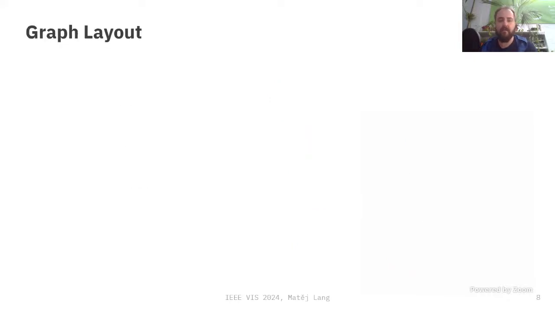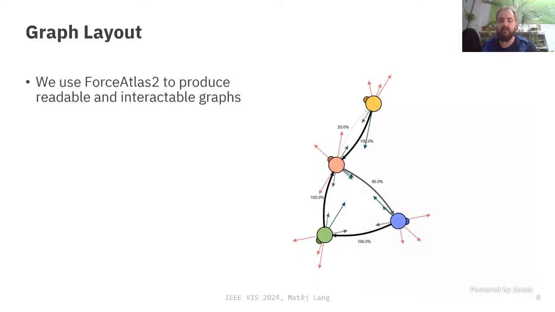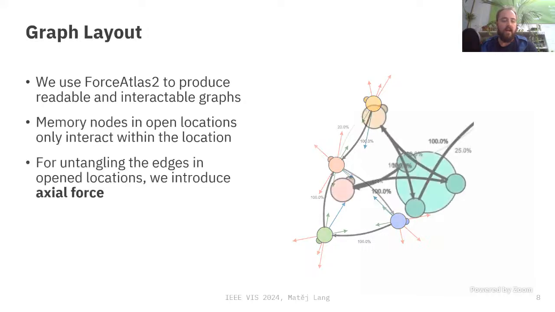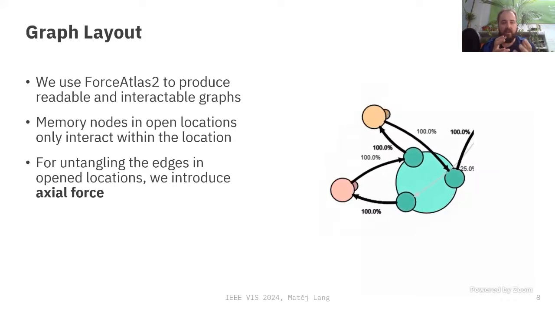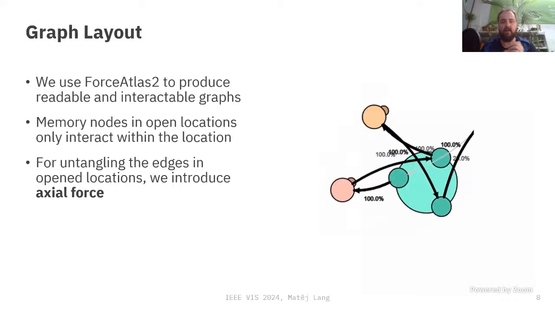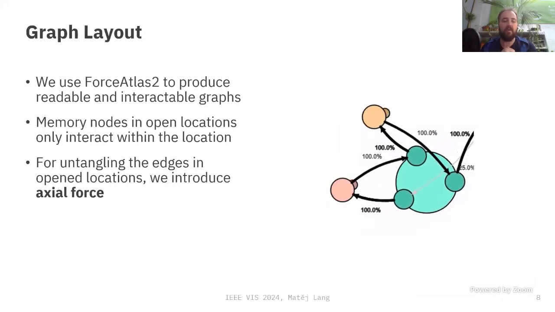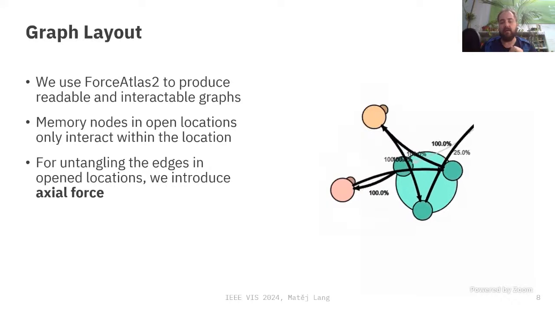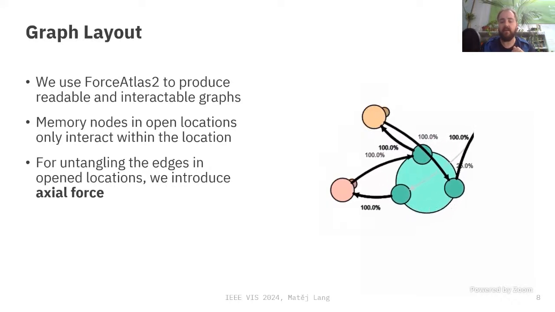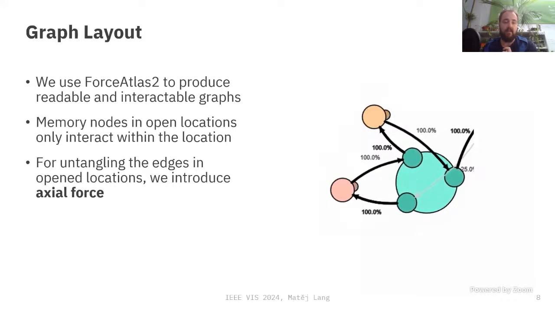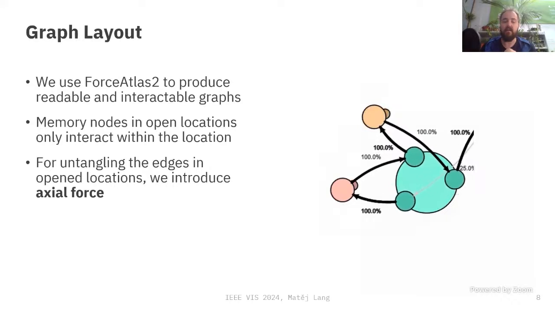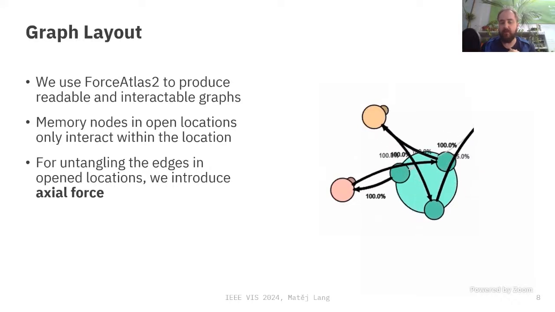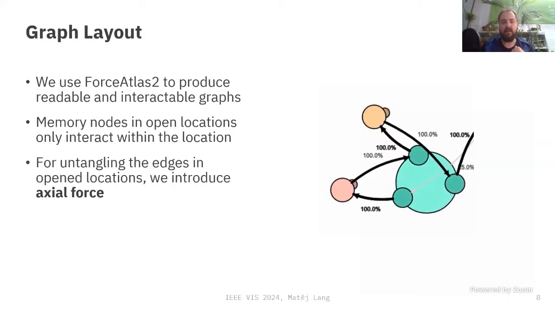To lay out the graph, we use the Force Atlas 2 algorithm. In the image, you can see the forces that we use. All the memory nodes inside one location interact only with each other, and they don't affect other locations nor other memory nodes, which makes the whole algorithm easier to manage and easier to work with. To create less clutter in the location, we introduce a new type of force called axial force, and you can see the results in the animation.